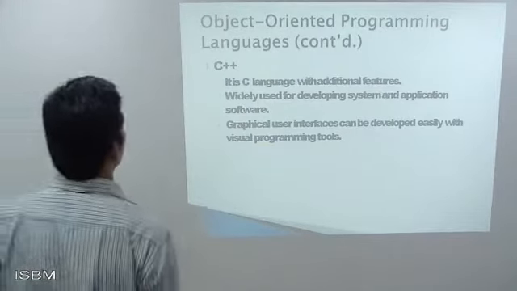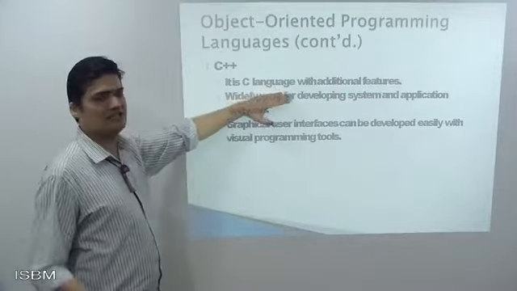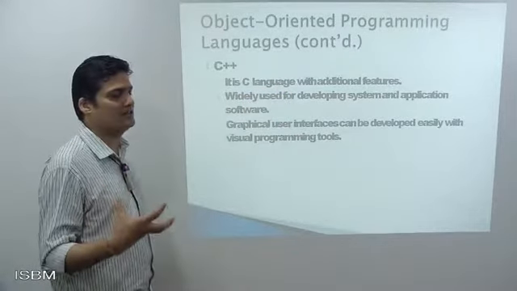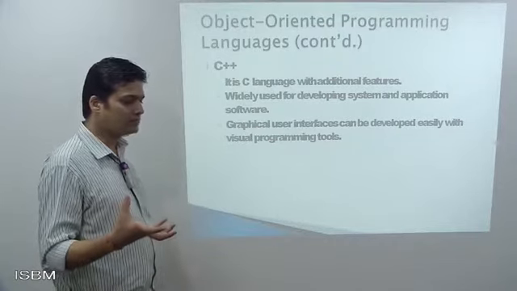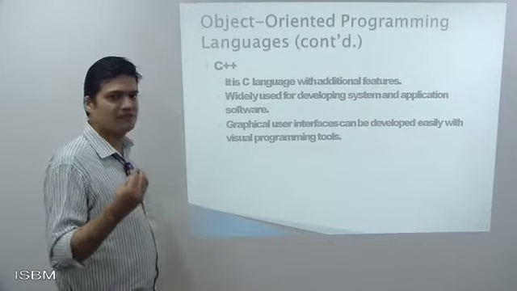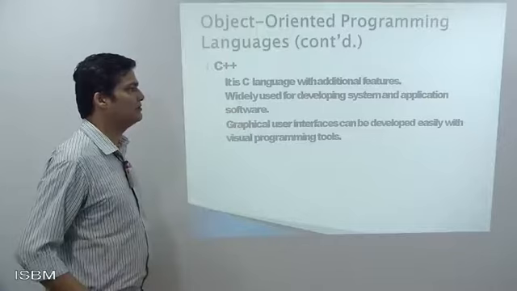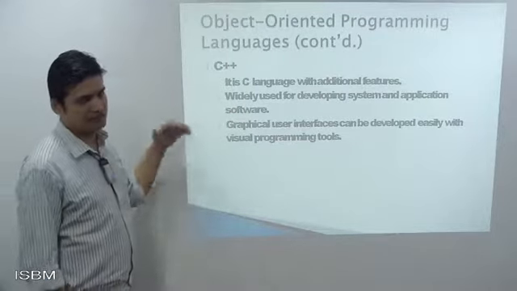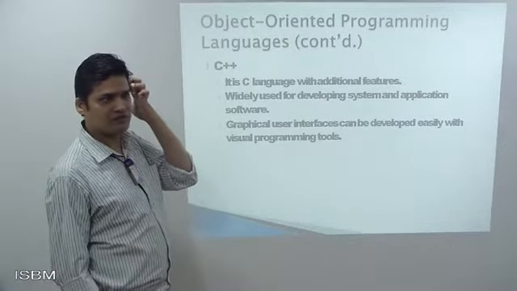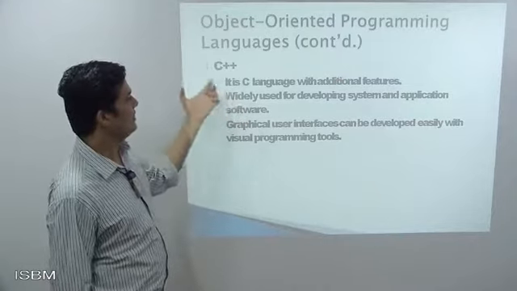Then we have C++. It is the C language with additional features; object-oriented features came into the C language, using classes, functions, all those things. It is widely used for developing system application software. Some application and system software we are using are basically developed with the help of C++.